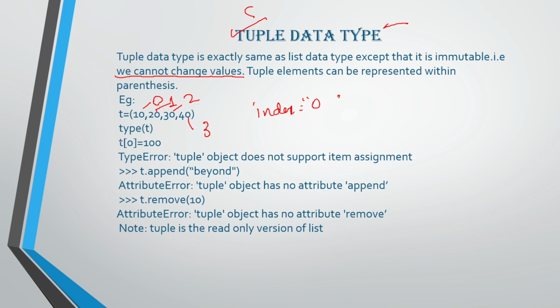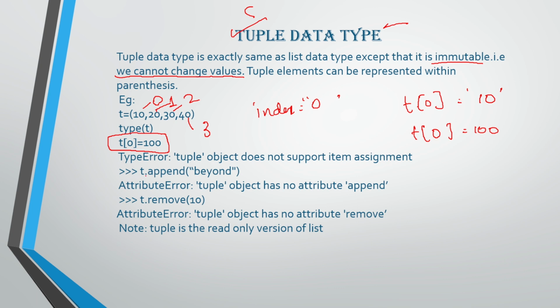Now, if you see here in this particular code, at the place of 0, that is t of 0, we are inserting 100. If we just give t of 0, then it is going to give us the value 10. But when we assign a certain value for that particular place, it does not change. It just gives you does not support item assignment. Why? Because tuple is immutable. We cannot change the value once given.